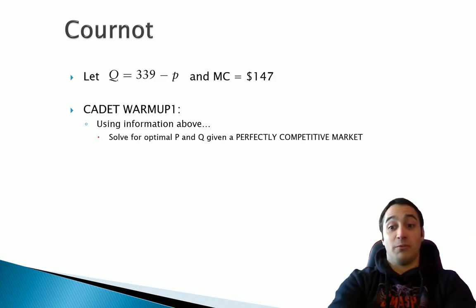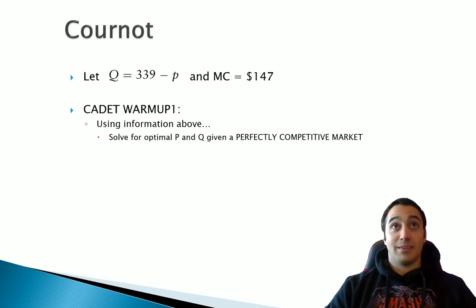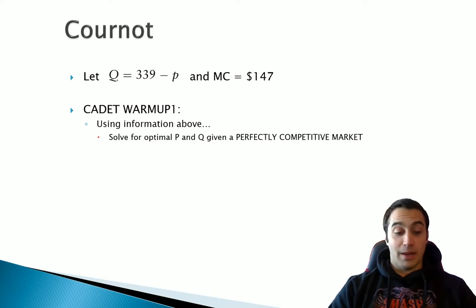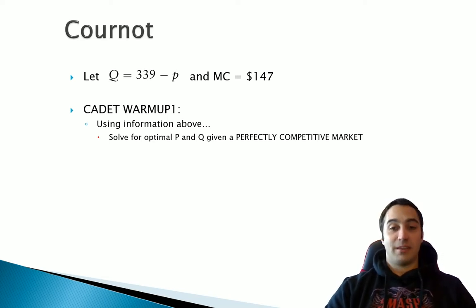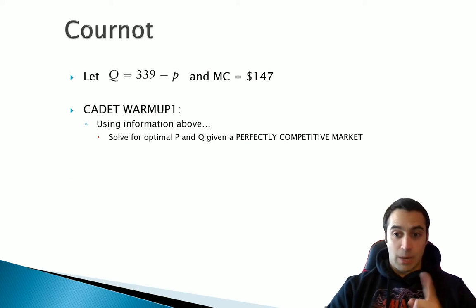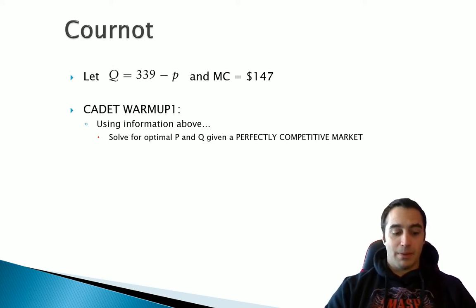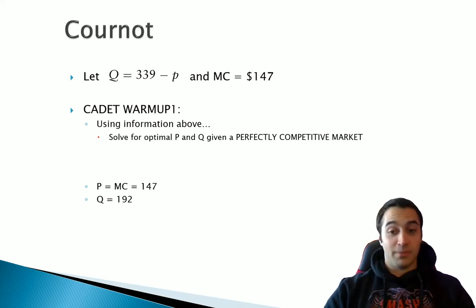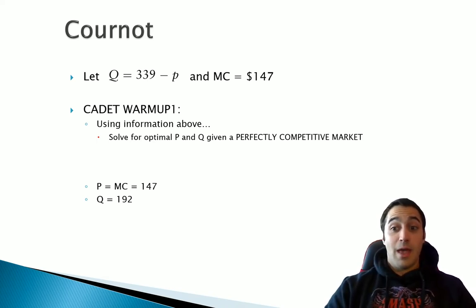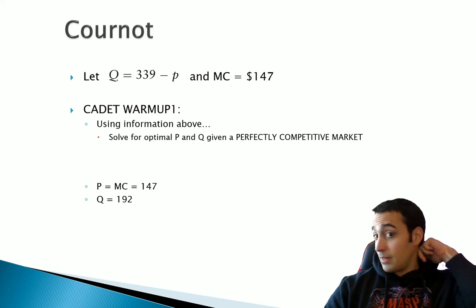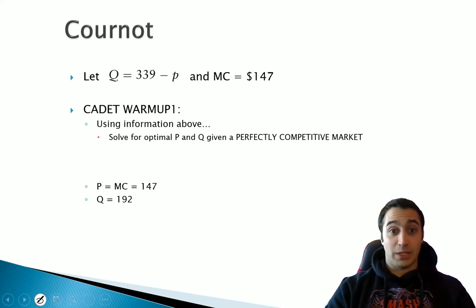So let's assume at first that our quantity is given by 339 minus P. That is the demand of the entire market. And you have two firms. They each face marginal costs of 147. Quick warm up: solve for what would happen if this is a perfectly competitive market. If this is a perfectly competitive market, we'd have infinite firms. They'd each serve as price takers, and people will enter the market until price equals marginal cost. If price equals marginal cost, that means price equals 147. Plug that into the demand function, and hopefully we get Q equals 192.